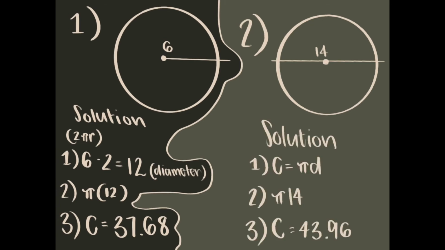For number 2, the solution would be 43.96. Since the diameter is already there and we know diameter is radius times 2, all you need to do is multiply the diameter with pi, which is 14 times pi, and the answer is 43.96.